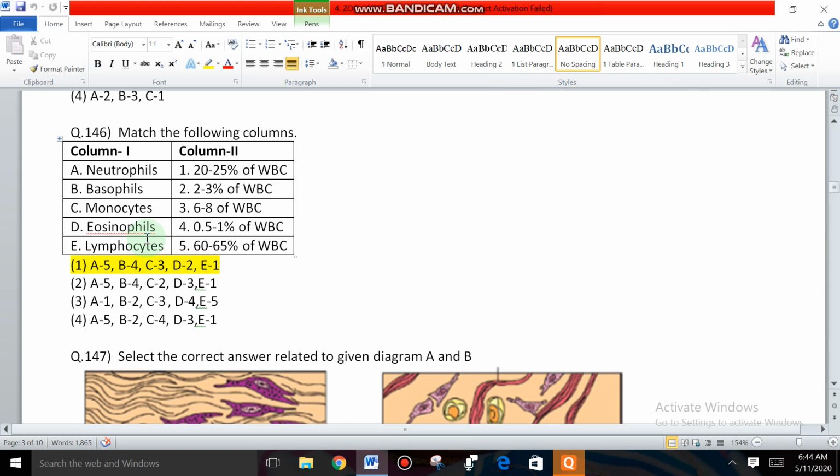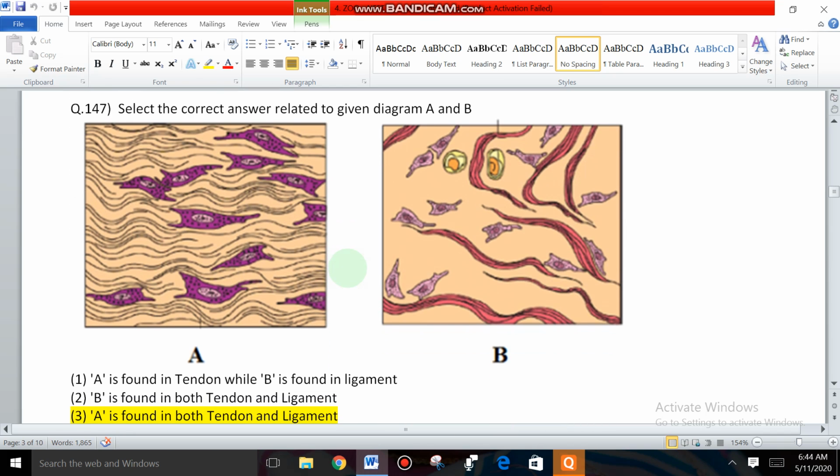Right? So eosinophils are 2 to 3% and lymphocytes are 20 to 25%. Lymphocytes are the second most abundant, neutrophils are the most abundant, and basophils are the least. Then you should remember monocytes and eosinophils only. Okay, right, option 1 is the answer.